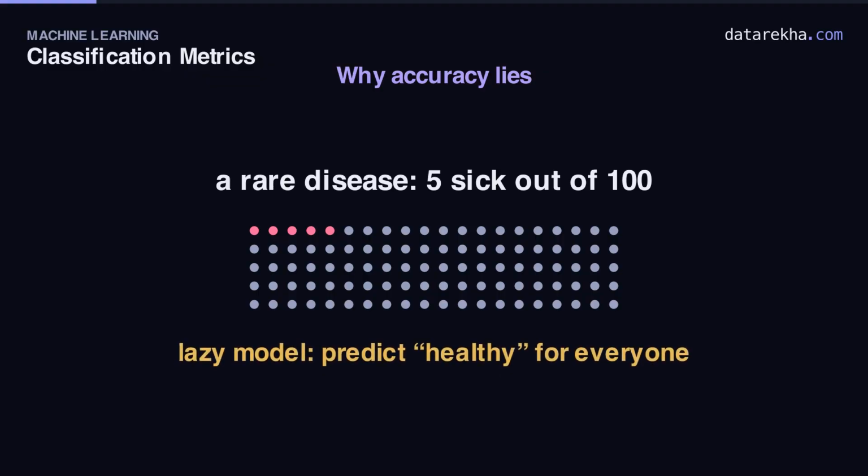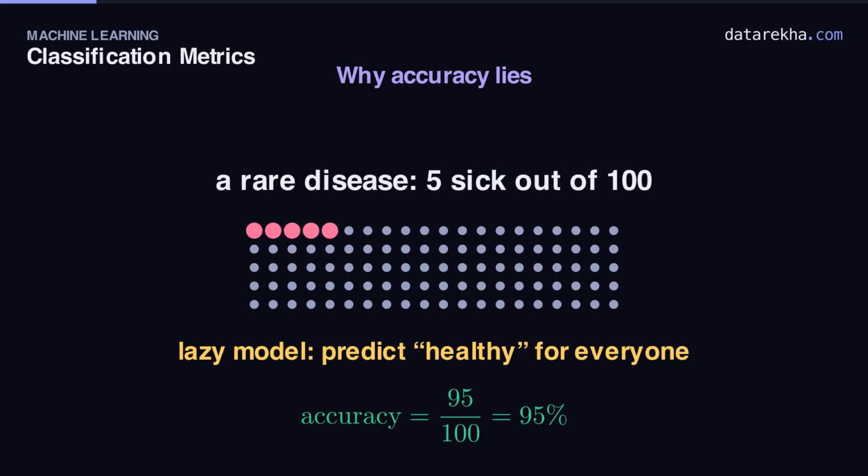Now here's a lazy model that never even looks at the patient. It says healthy to everyone. Right about all 95 healthy people, wrong about only 5. So its accuracy is 95%. That sounds superb. But look what it did. It missed every single sick patient. All 5. A test that catches none of the people it exists to catch is worthless, whatever the accuracy says.